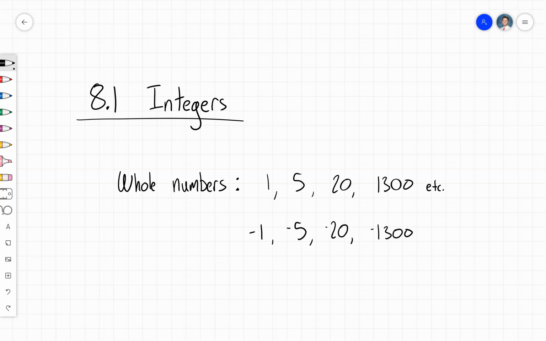And this whole set of numbers, so all positive and negative whole numbers, are a set of numbers that we call integers. So when we discuss integers, this is what we're talking about. A number that is whole that can be either positive or negative.